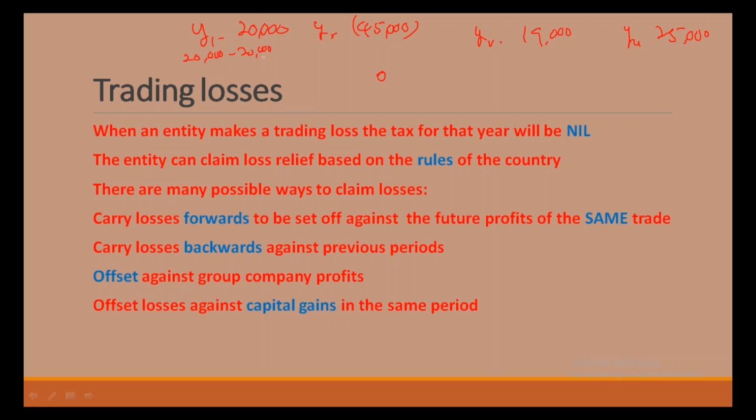So 20,000 is the profit available. Out of 45,000, 20,000 can be set off. So here year 1 also will be 0 tax. Then we have 25,000 which we can carry forward, the balance. Out of 45, 20 is already set off. 25,000 we can carry forward for year 3.